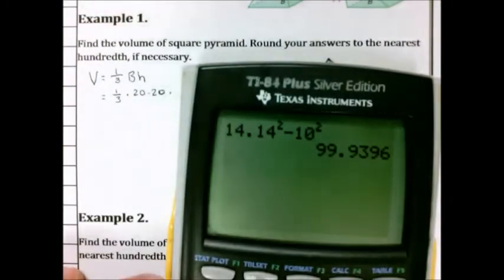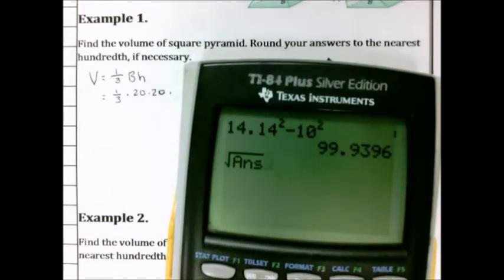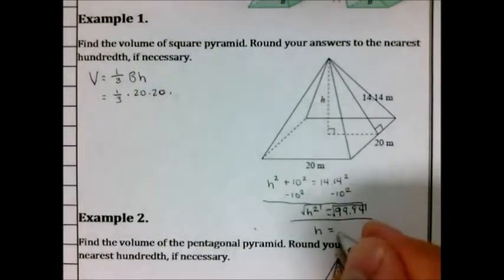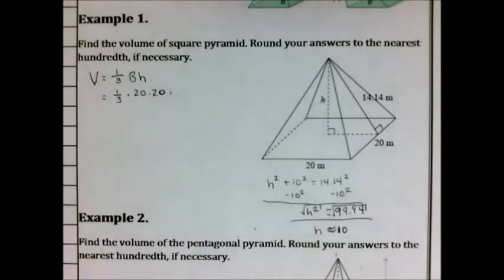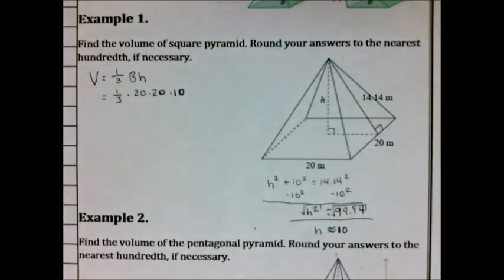So we're going to do the square root of the answer. Remember, answer is second, and then that button that's near the enter button. And we get 9.996, which is going to round up to 10. So the height of this pyramid is about 10. All right, now we can plug that into our formula. Remember, that's what we were looking for, the height here. And let's keep on solving.